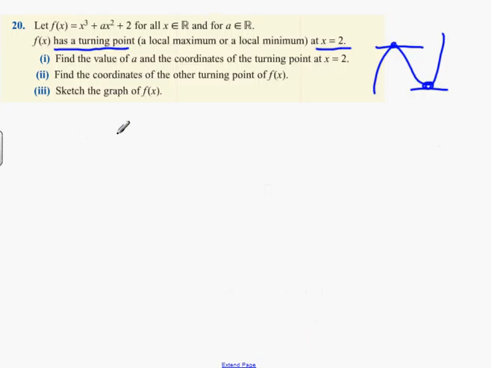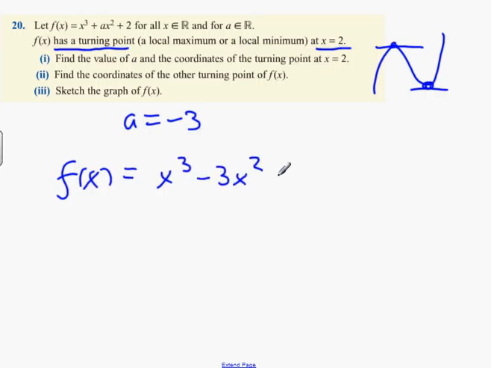a equals, what did I say? Minus 3. Now you rewrite your equation as f of x equals x cubed, a gets replaced with minus 3. This is your equation, okay? Now, it asks us to find the coordinates of the two turning points. We want to find the coordinates of the two turning points. Any idea how we're going to go about doing that?